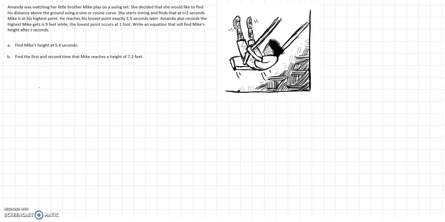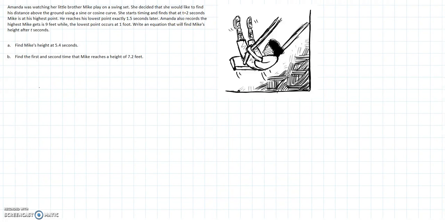He reaches his lowest point exactly 1.5 seconds later. Amanda also records that the highest Mike gets is 9 feet, while his lowest point is 1 foot. Write an equation that will find Mike's height after t seconds.